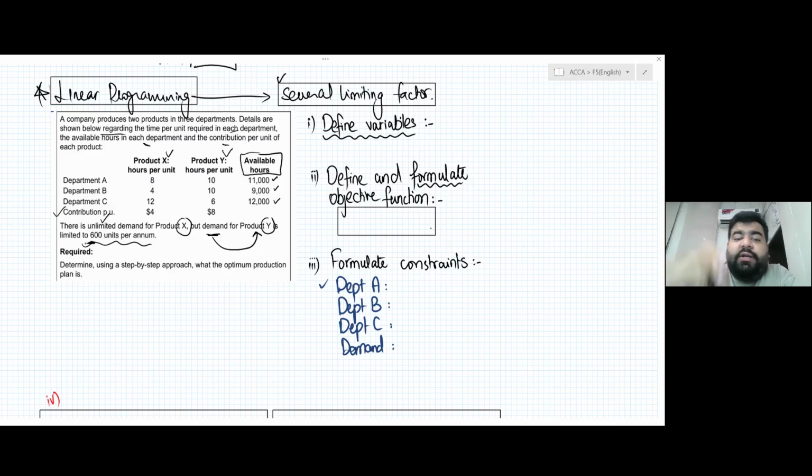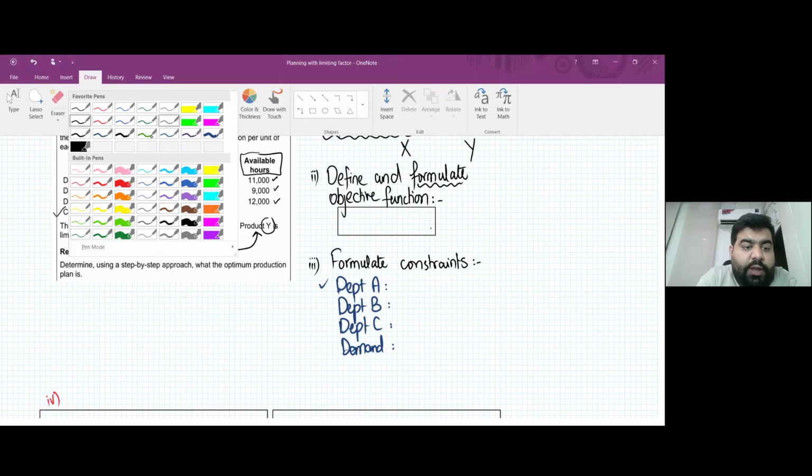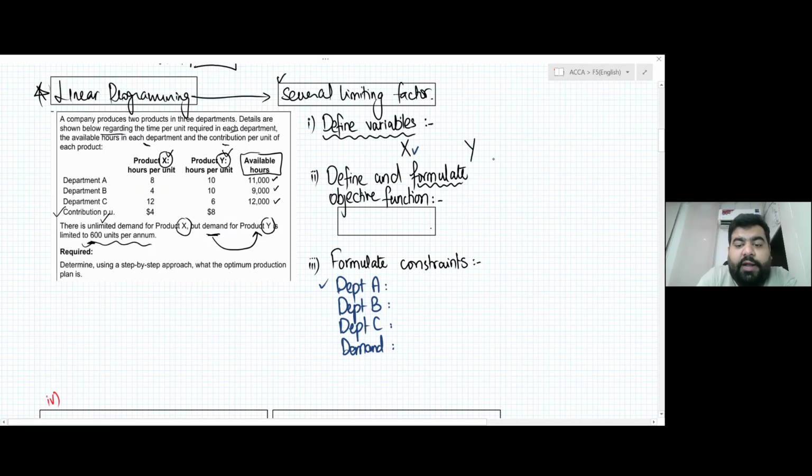So several limiting factors. The first step is to define variables. What are variables? Actually, the products you are having, like for example X and Y, you consider these products as variables. Variables are the products you are considering. So I am writing here: X and Y are variables, right? This is the first step. Simple. Take the product and write its name.